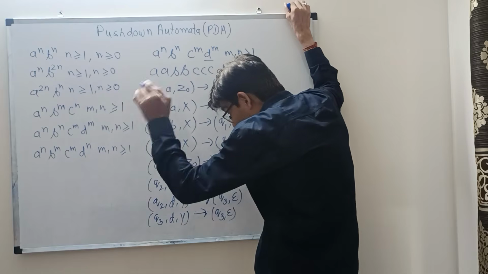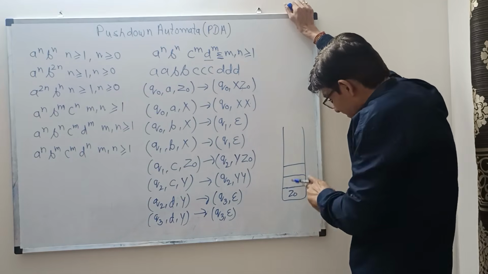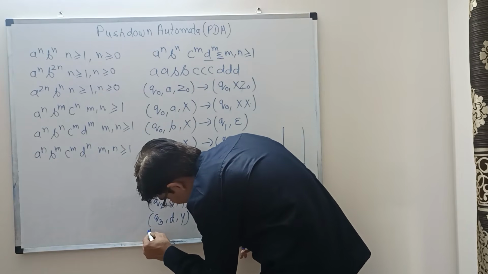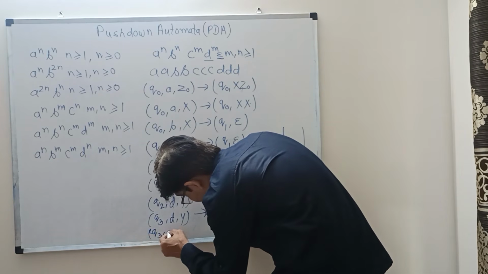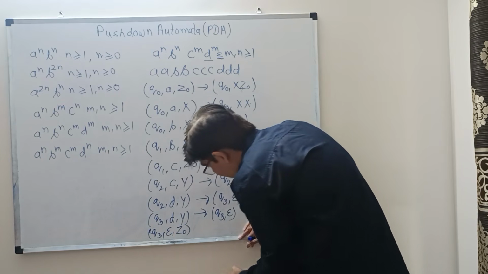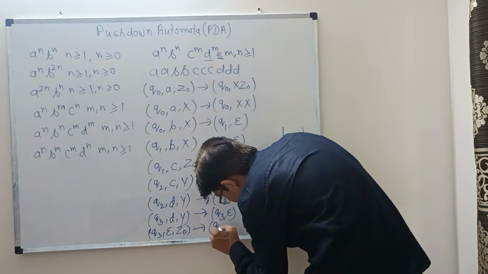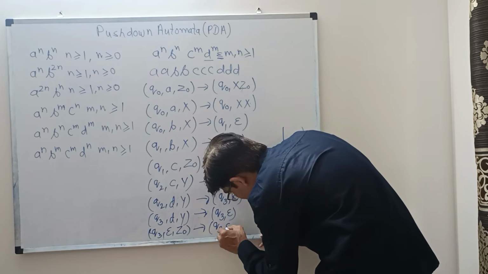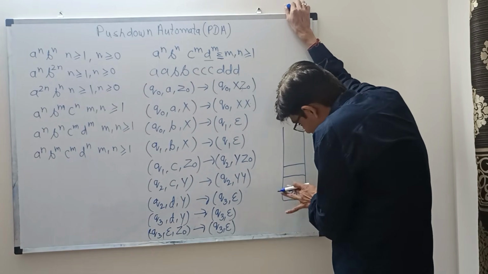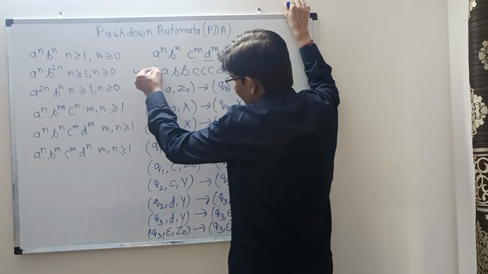Now after reading all D, you will read epsilon, and at that time Z0 must be the stack top for validation. So I can write here one rule there: Q3, you are reading epsilon, and then Z0 must be the stack top. In this case, you can stay in Q3 and you can remove this Z0 from the stack. So when you are reading epsilon, stack is also completely empty. That means this string is accepted by the PDA.